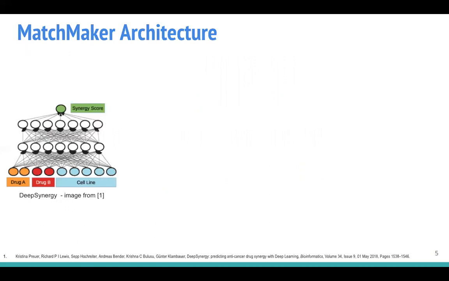The name of our model is MatchMaker. Before explaining our model, I first want to show the architecture of the competitor work, DeepSynergy. They basically combine all the chemical structure features of drugs with the cell line gene expression data and build their neural network model on top of these features.